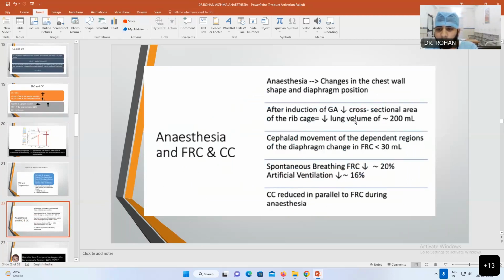This is a similar slide, with similar details: during general anesthesia, the cross-sectional area of the rib cage decreases by 200 ml, and FRC also decreases by 30 ml. With spontaneous breathing FRC decreases by 20%, and on artificial ventilation, FRC decreases by 16%.